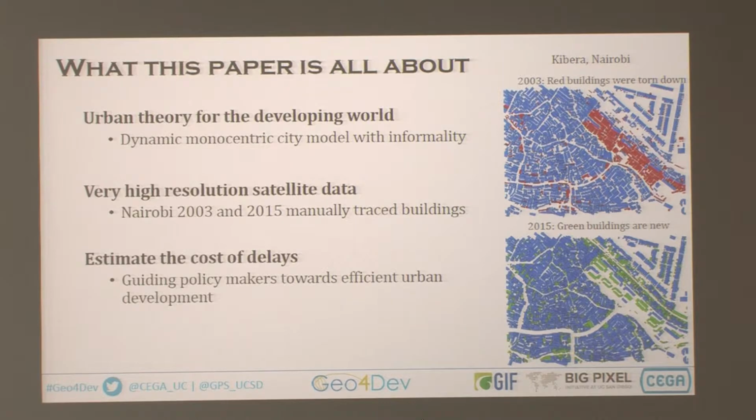The second is we add in data using very high resolution satellite imagery. We had this for Nairobi in 2003 and 2015, where we have manually digitized buildings. So this was actually very, very helpful for us, especially in sub-Saharan Africa, where data quality is quite poor for high spatial resolution and having comparable data sets across time.